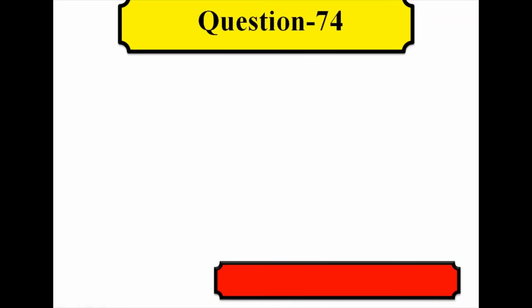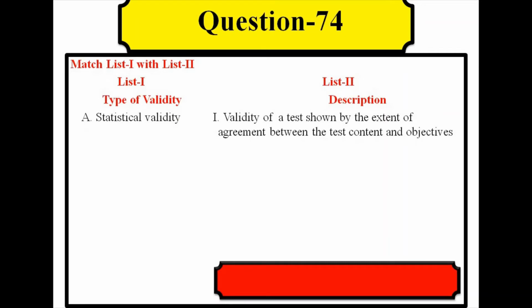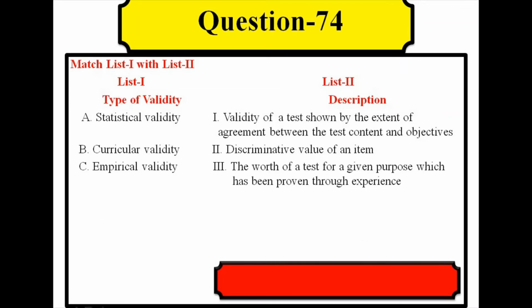Question 74. Match list 1 with list 2. List 1, list 2: type of validity, description. A. Statistical validity 1. Validity of a test shown by the extent of agreement between the test content and objectives. B. Curricular validity 2. Discriminative value of an item. C. Empirical validity 3. The worth of a test for a given purpose which has been proven through experience. D. Item validity 4. Test validity expressed numerically.